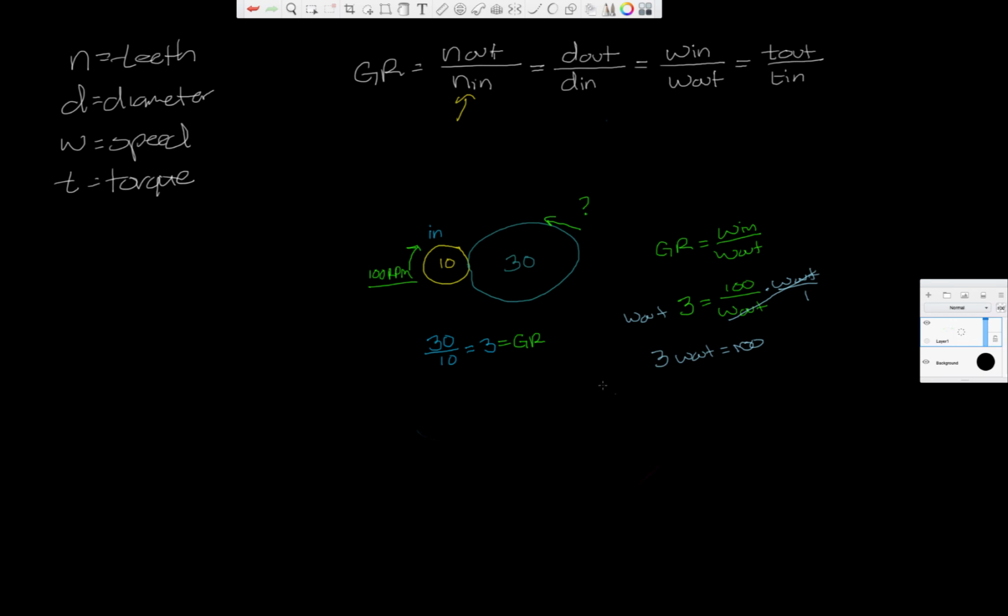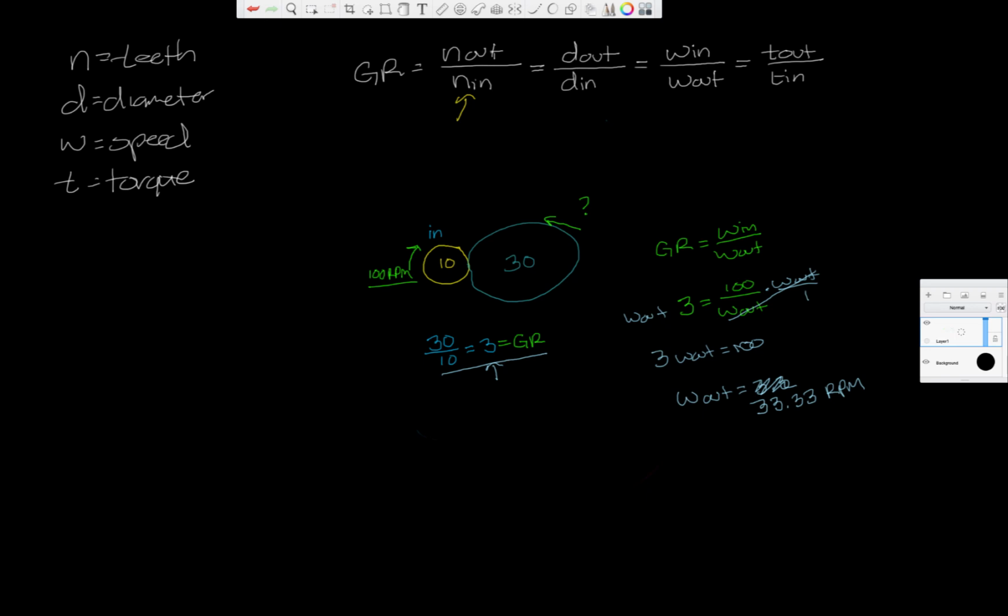And then we're going to divide both sides by 3. So 100 divided by 3, we're going to get W out is a speed of 33.33 RPM. Now that's if you already know this, that's if you knew gear ratio. Alrighty, let's say you don't want to go through that step.